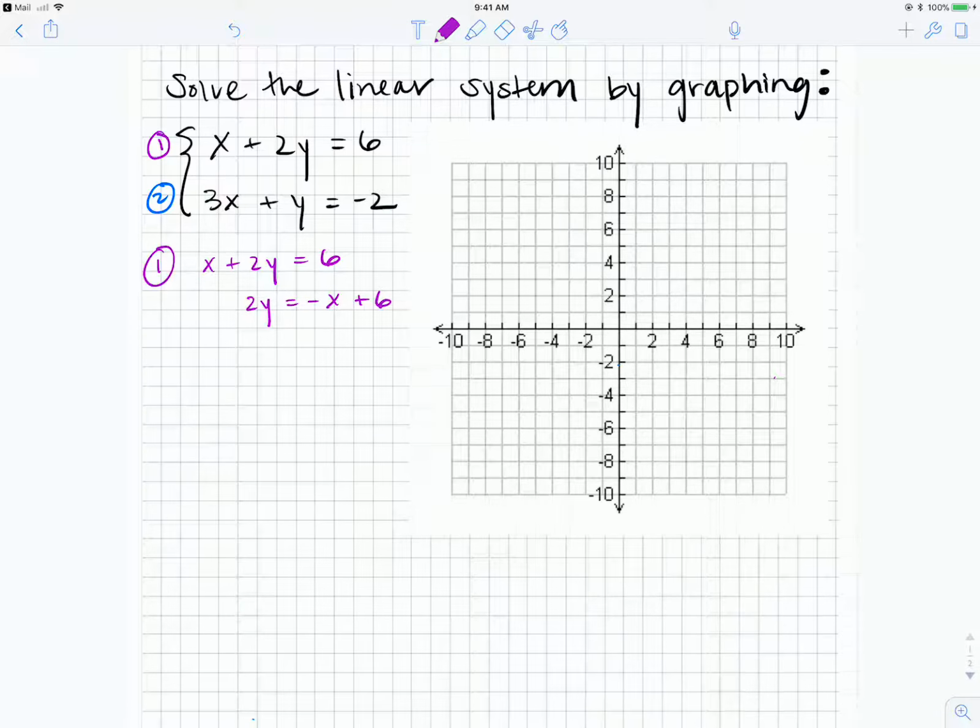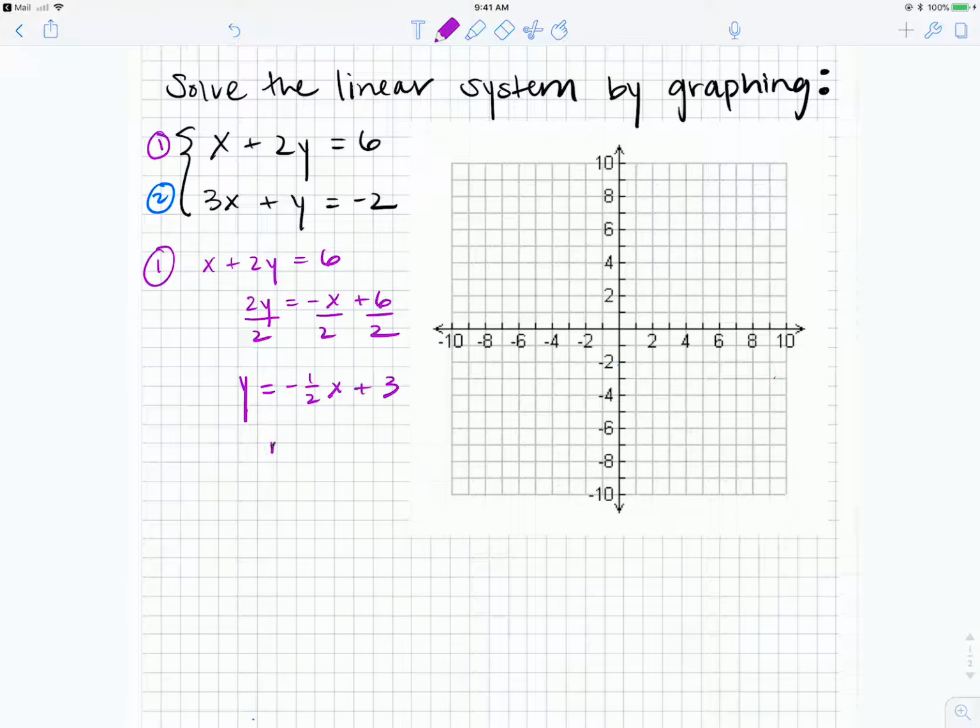And remember, slope-intercept form is y equals mx plus b. So I'm going to write the negative x before I write the plus 6, just so that I'm closer to being in slope-intercept form. And I'm allowed to do that because of the commutative property of addition, right? a plus b is equal to b plus a. Okay, so to finish getting y by itself on the left-hand side of the equation, I'm going to divide by 2 on each side. So I'll have y is equal to negative 1/2 x plus 3.